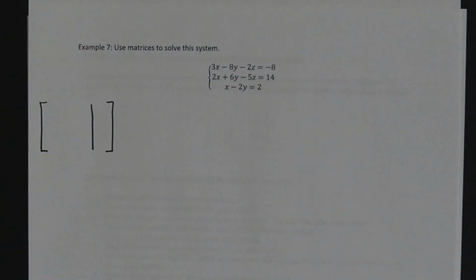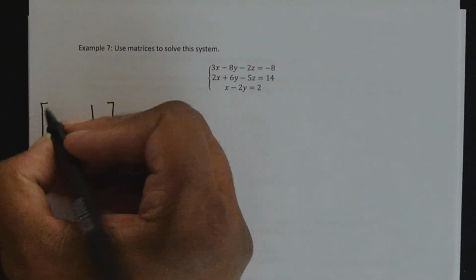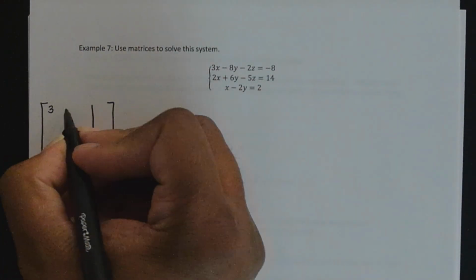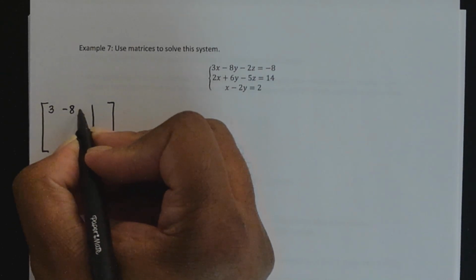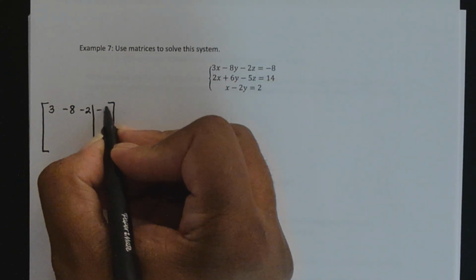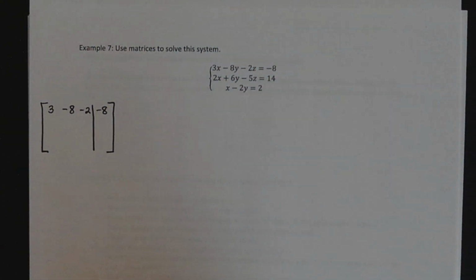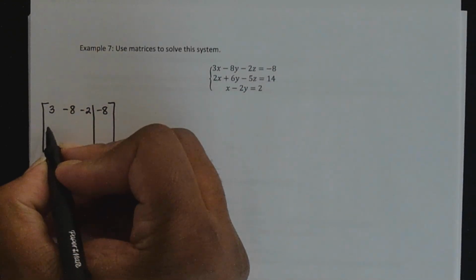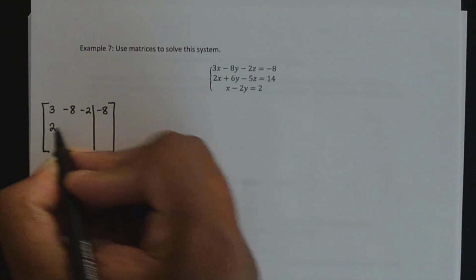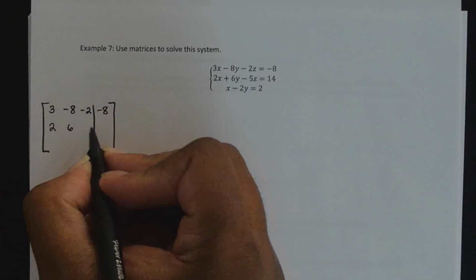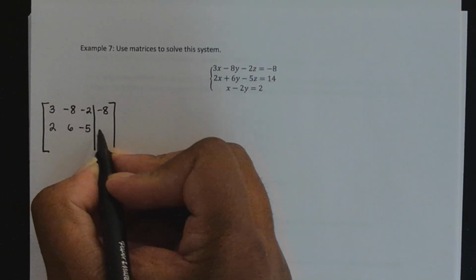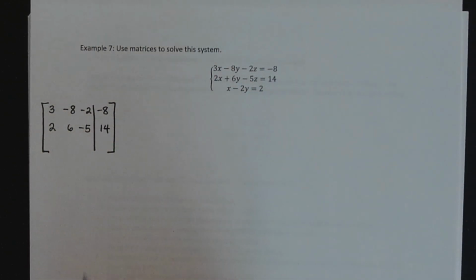All right, so the first equation, 3x minus 8y minus 2z is equal to negative 8. I need to write that as, in this case, 3, then negative 8, negative 2, negative 8. And then the second equation, 2x plus 6y minus 5z is equal to 14. That equation would be written as 2. For y, it would be 6. For the z, negative 5. The constant term would be 14.